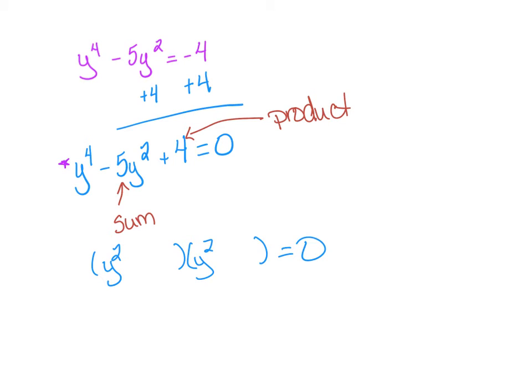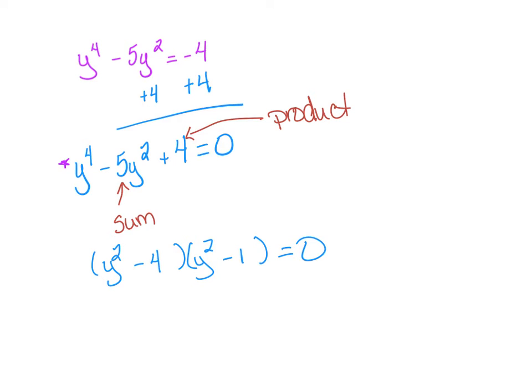And now we're just going to do this the same way. So now I've got 2 numbers multiplied together that give me 4, and added together give me -5. And those 2 numbers are -4 and -1. Okay? Now I'm just going to solve this the same way I would solve anything else.